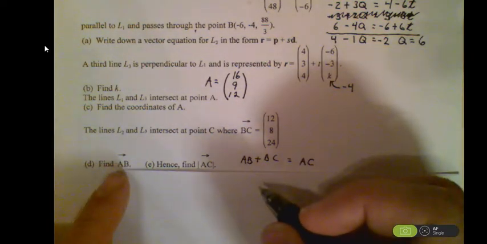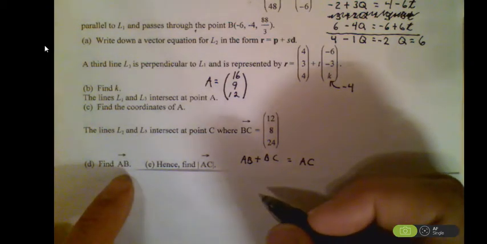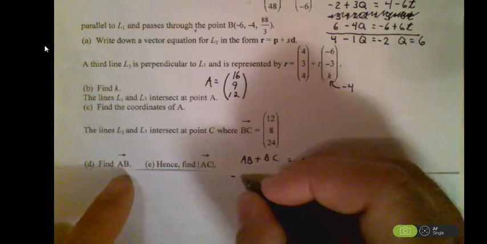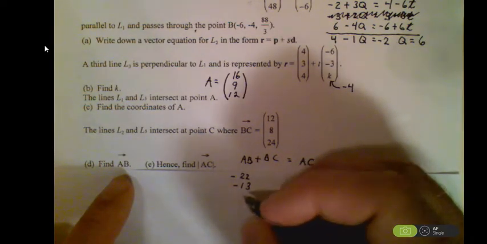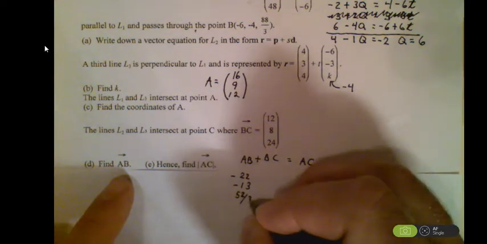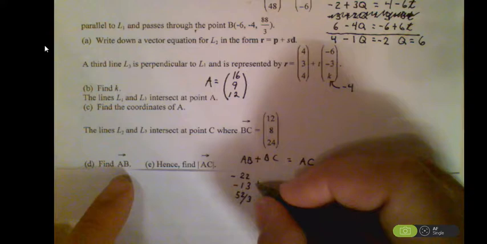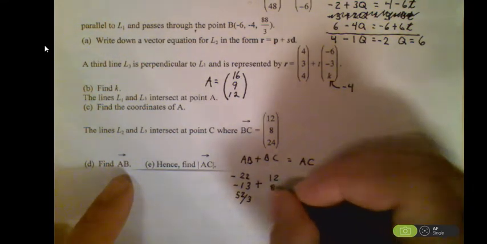So if we just plug in that information, in part D, we came out with vector AB. That was the -22, -13, and 52/3. So there's our AB. Plus BC, and that was given to us right here. So that's where that information came in.